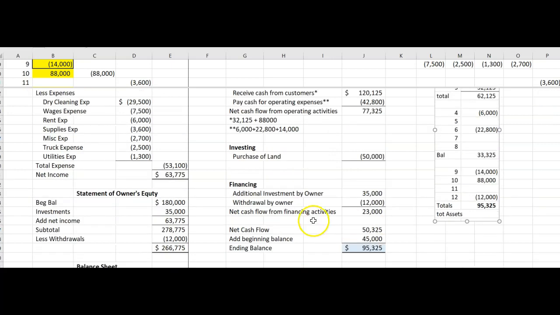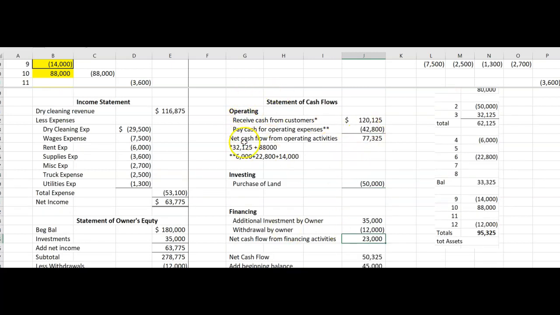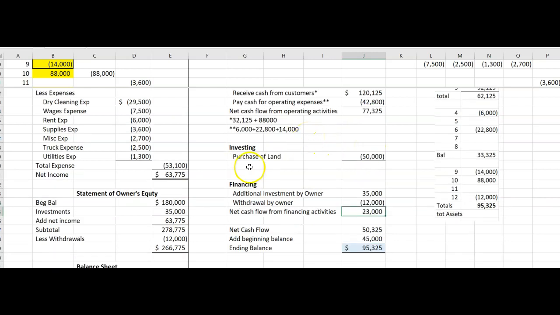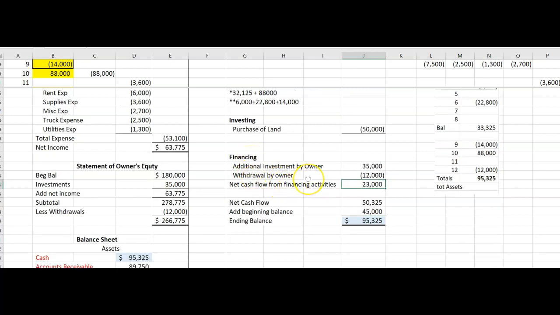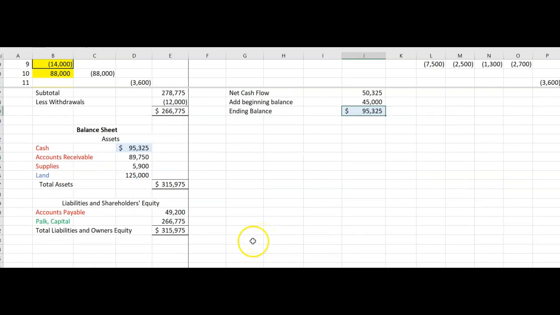For financing activities, these are changes in long-term liabilities and changes in equity. The owner invested another $35,000, and then he withdrew $12,000 for personal use, so the net cash flow from financing activities was $23,000. Operating activities encompass changes in current assets and current liabilities. Investing is long-term assets. Financing is long-term liabilities and changes in capital accounts. So our net cash flow from everything is 77 minus 50 plus 23, and you add your beginning balance of cash, and this gives you your ending balance in cash.